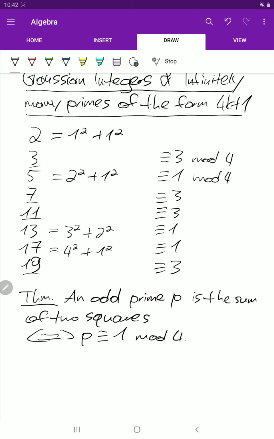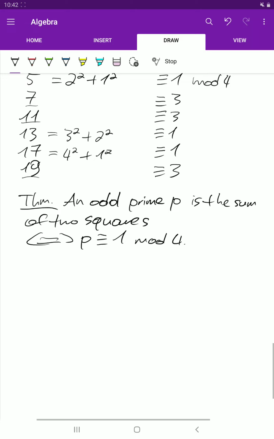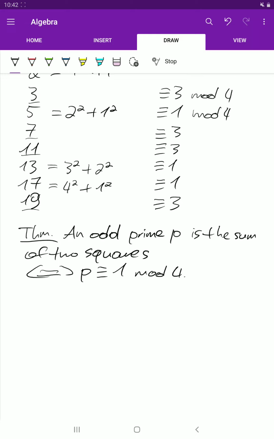Okay, and now let's look at it in a different way. So we couldn't write 3 as a sum of two squares, but we could write 5. So let's write it in another way. We'll write it as 2 plus i times 2 minus i. Let's check that this really gives us 5.